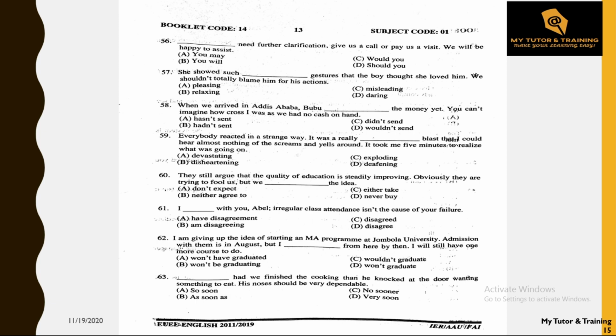Here, "how cross I was" means we had no option at all. That sentence is the second clause. When we arrived in Addis Ababa, that is simple past. So the word "yet" goes with present perfect. If the word "yet" were not there, we could use simple past in the second clause, like "she didn't send". So the answer is "hasn't sent the money yet". The answer is A.